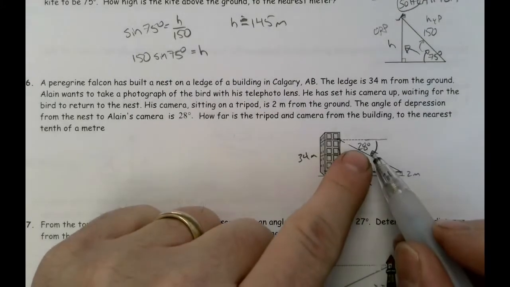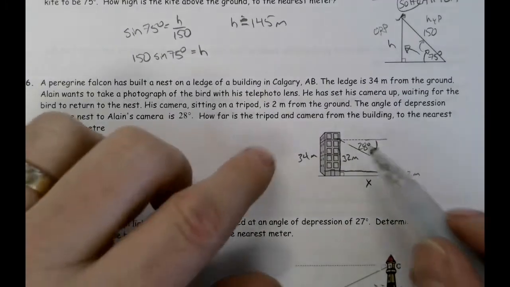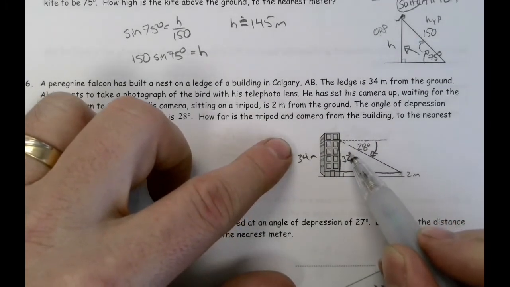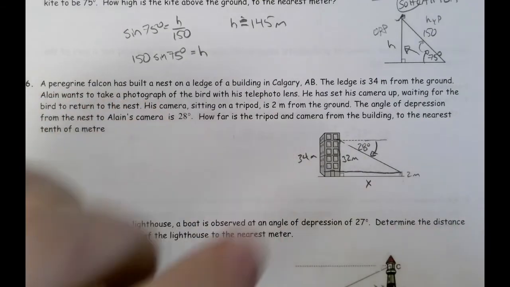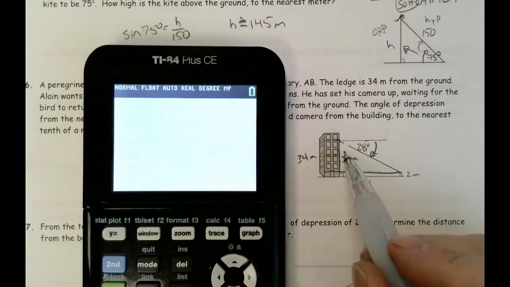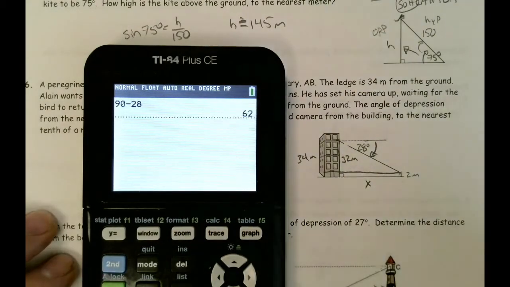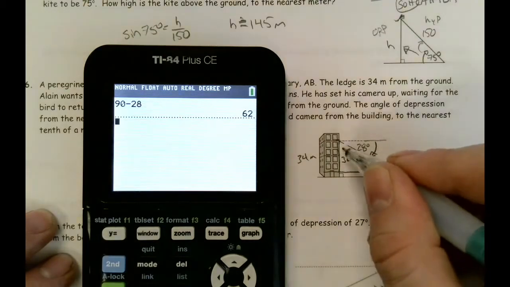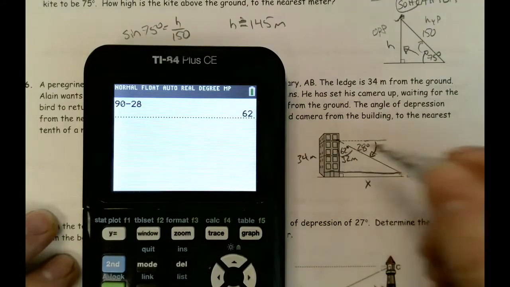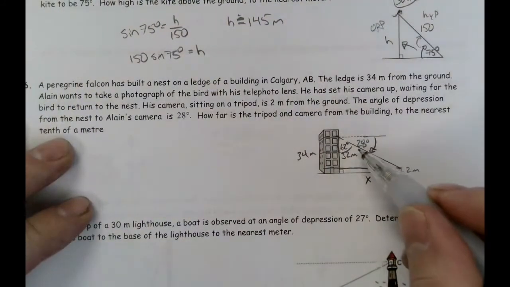But I do have this angle of depression right here. Now, that's not in my triangle, but to go from the horizontal and rotate all the way down to the building, that's 90 degrees. So if I want to figure out what this angle is right here, if I just go 90 minus 28, I've got 62 degrees right there. So in my triangle, there's my angle, 62 degrees. And that helps me define things.